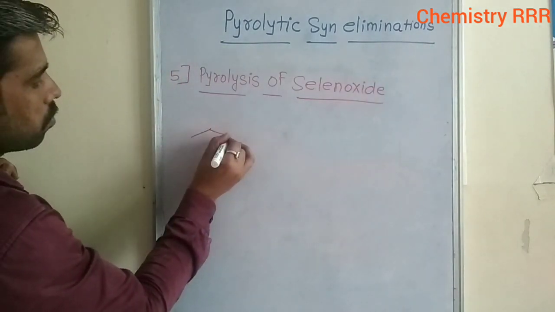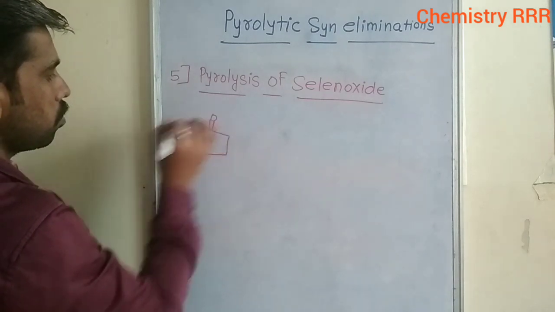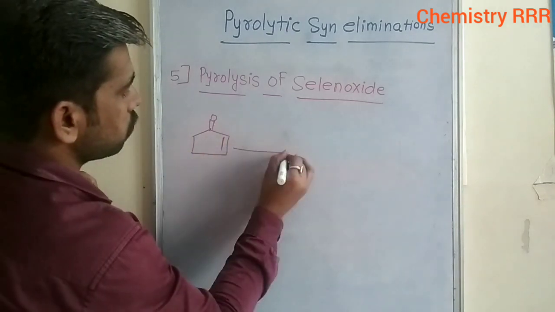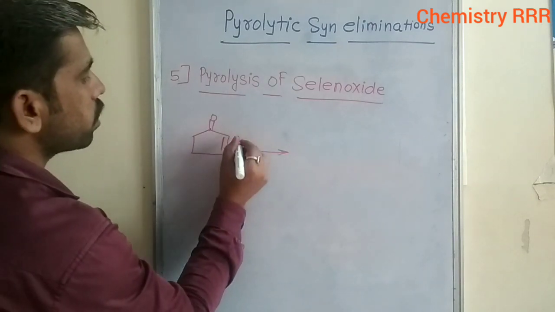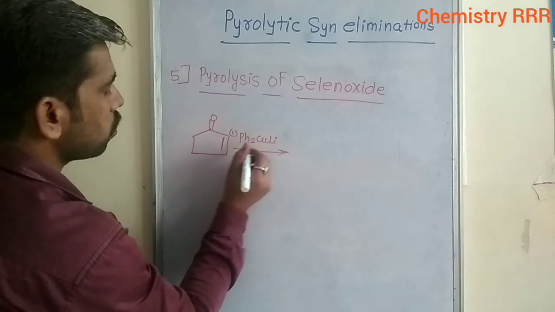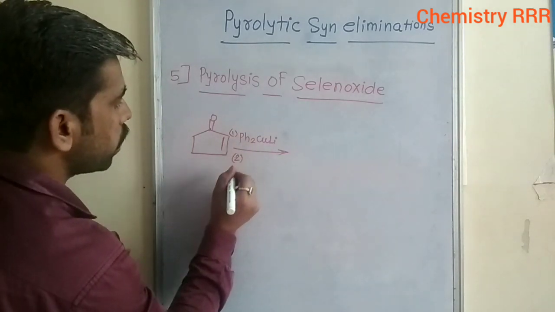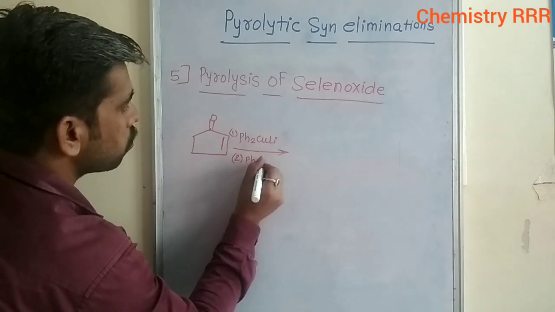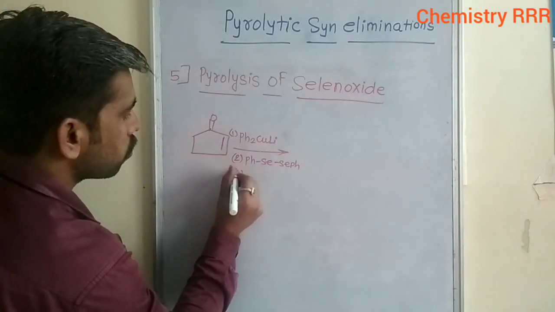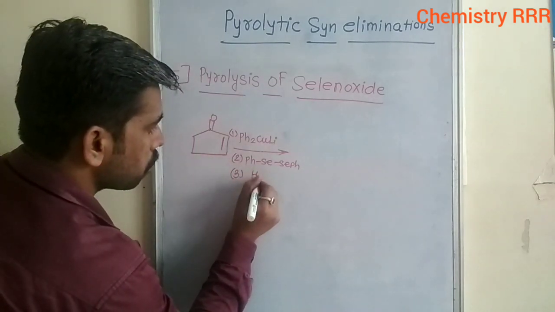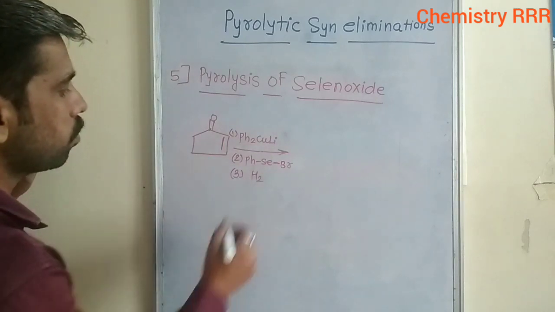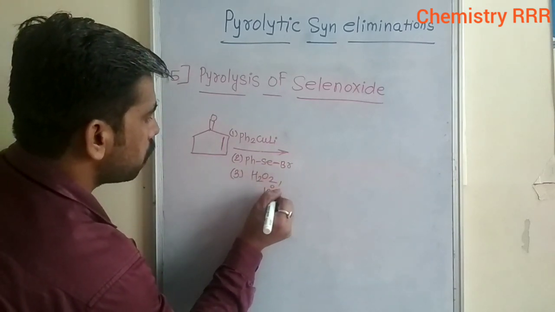Okay, now let's see this example. First condition is given reagent, then second condition is PhSeBr, and third condition is hydrogen peroxide, 10 degree temperature.